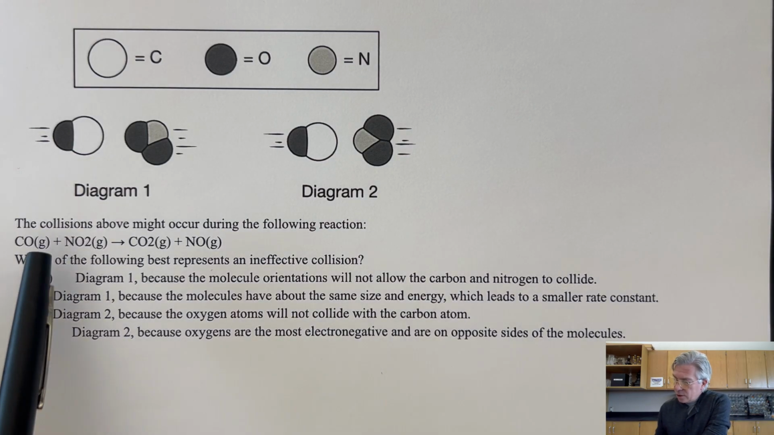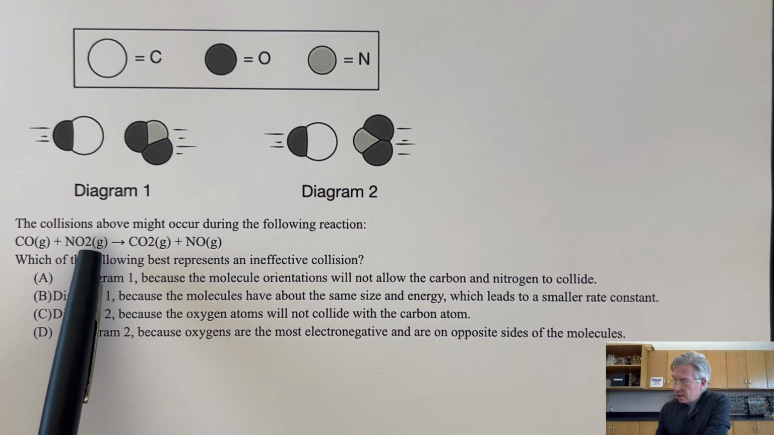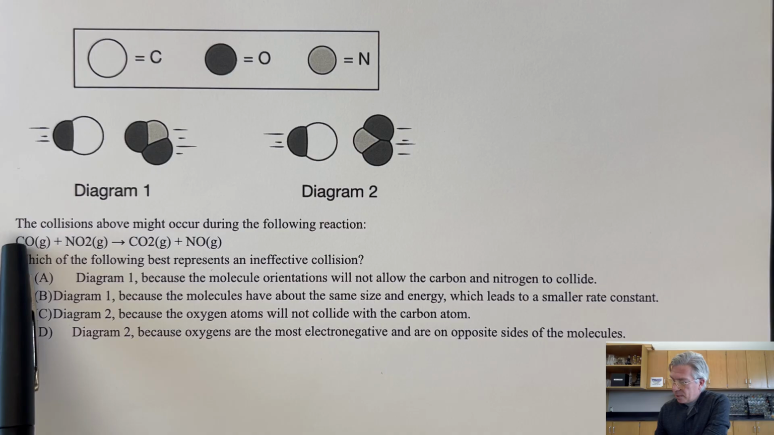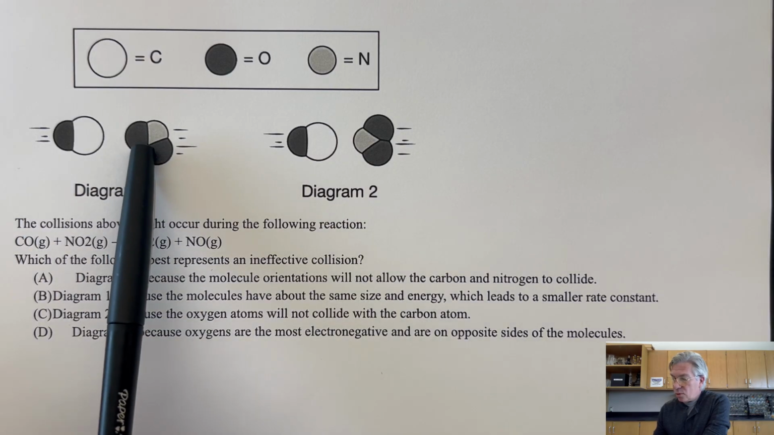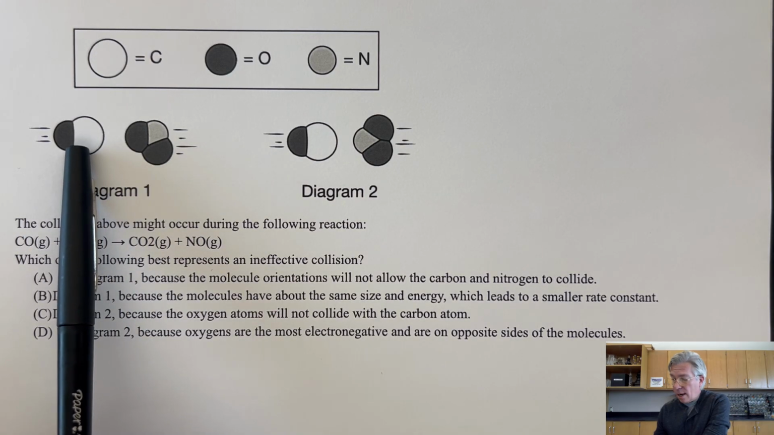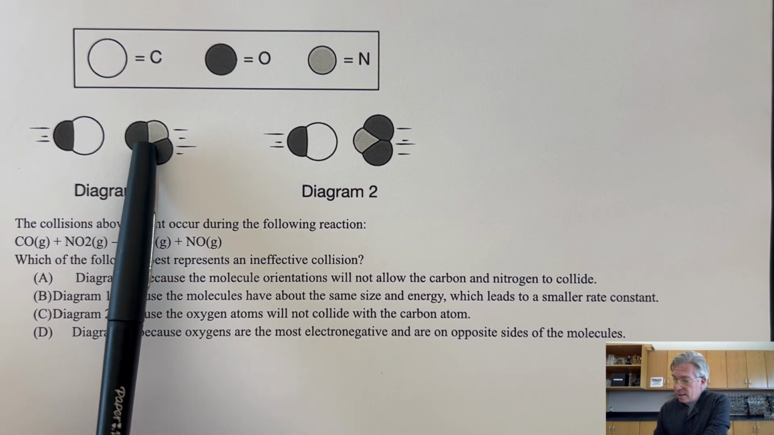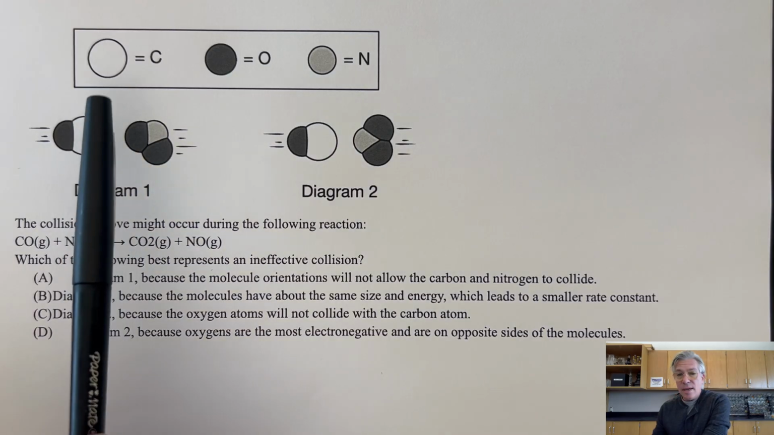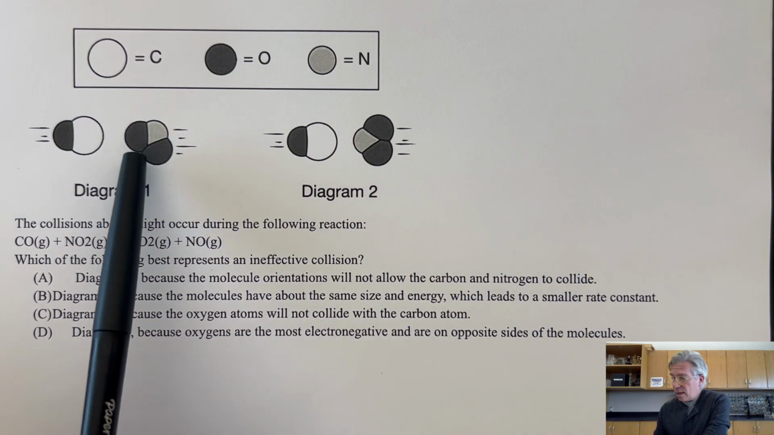Okay, so in our reaction, an oxygen has to go from the NO2, that's this guy, over to the CO. So we need the oxygen to be pointing toward the CO if it's going to happen. And in this case, I see that it probably would combine with the carbon. And if it has enough kinetic energy, it might transfer that oxygen.